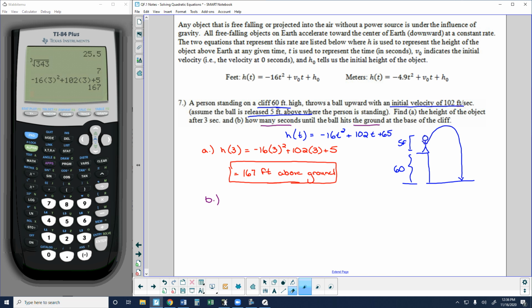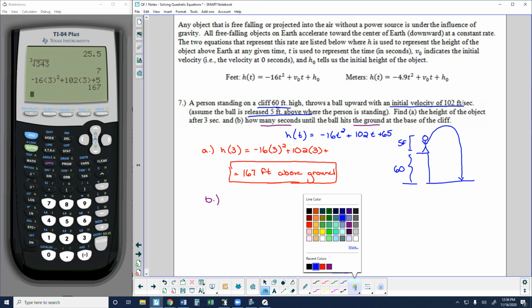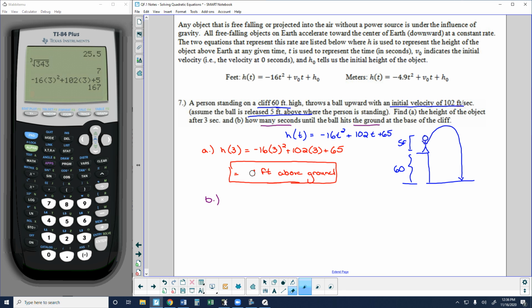So sorry about that. We need to make sure we account for all of the pieces of information. So let me go back and fix this problem right here. So this should be a plus 65. So my answer should actually have been that the ball after 3 seconds is 227 feet above the ground. So if this was 3 seconds right here, then the ball is 227 feet above the ground.